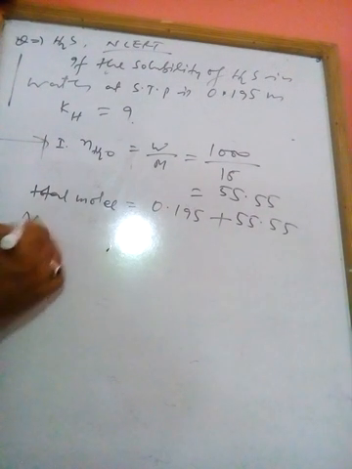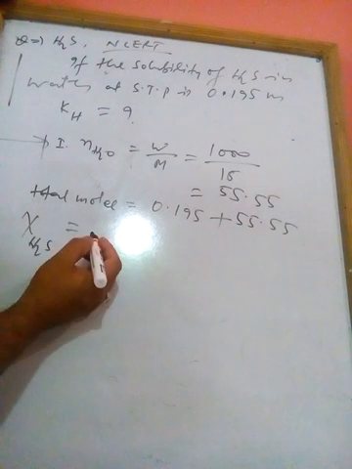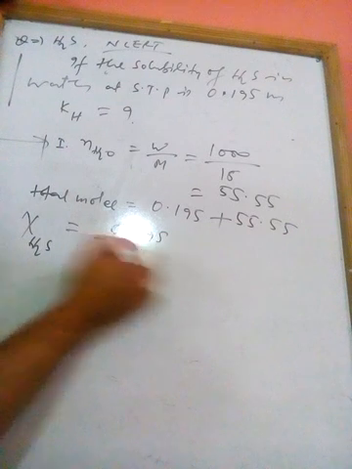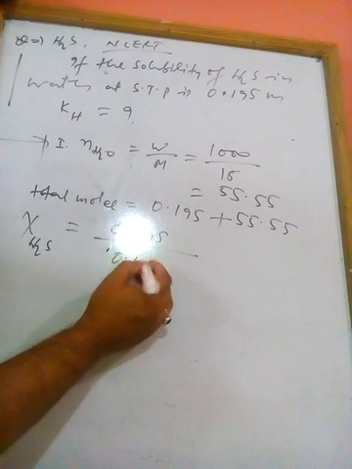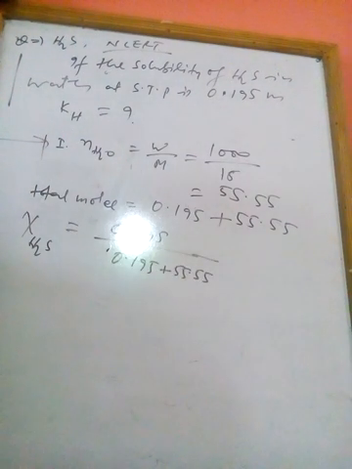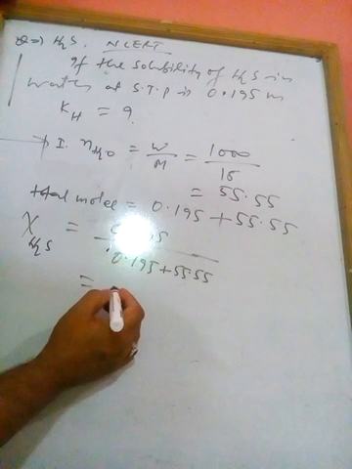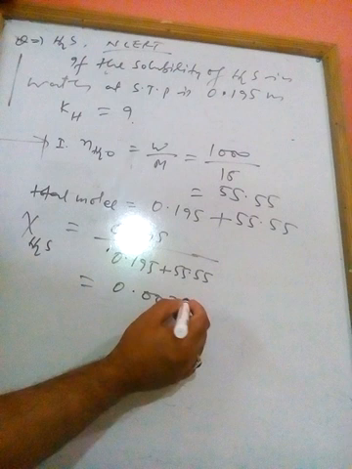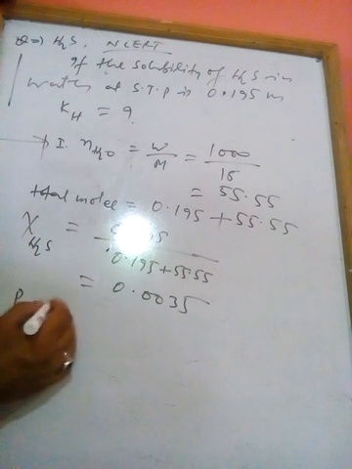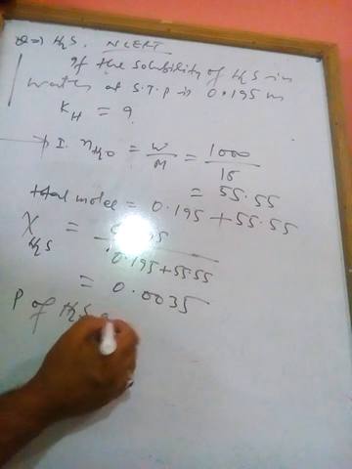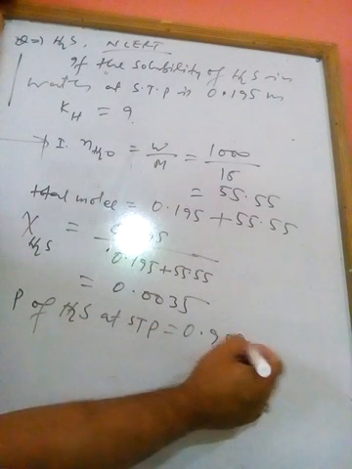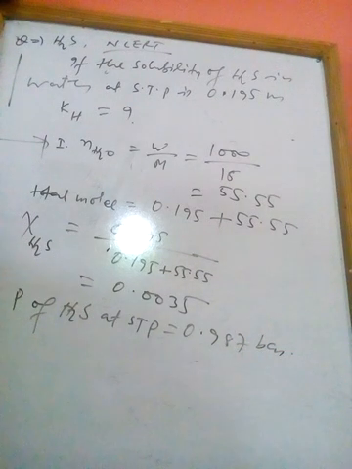So mole fraction of H2S would be 0.195 by total moles, 0.195 plus 55.55. So this would be 0.0035. So pressure of H2S at STP is 0.987 bar. It should be taken.